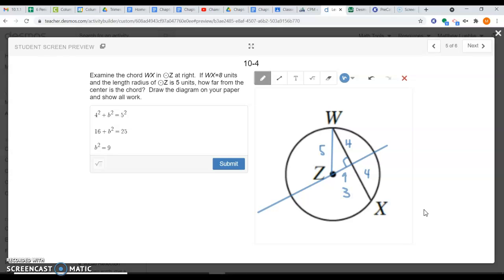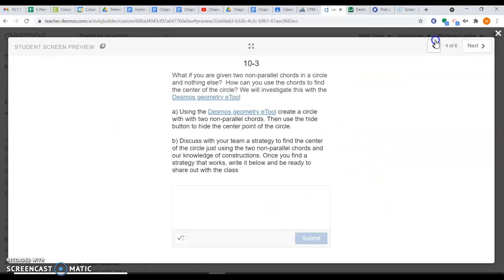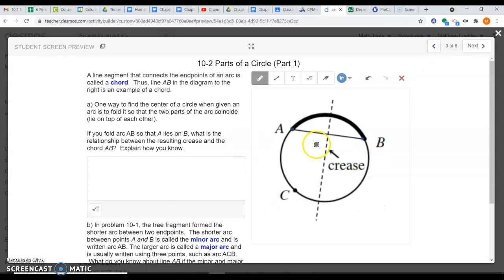And that is my walkthrough for those slides 4 and 5. A lot of it is tied to this idea that is actually talked about in part B, where you fold the crease, and when you fold A onto B, it creates this crease that's a diameter, honestly, and that diameter is cutting that chord perfectly in half, and that was a huge part of the entire lesson.